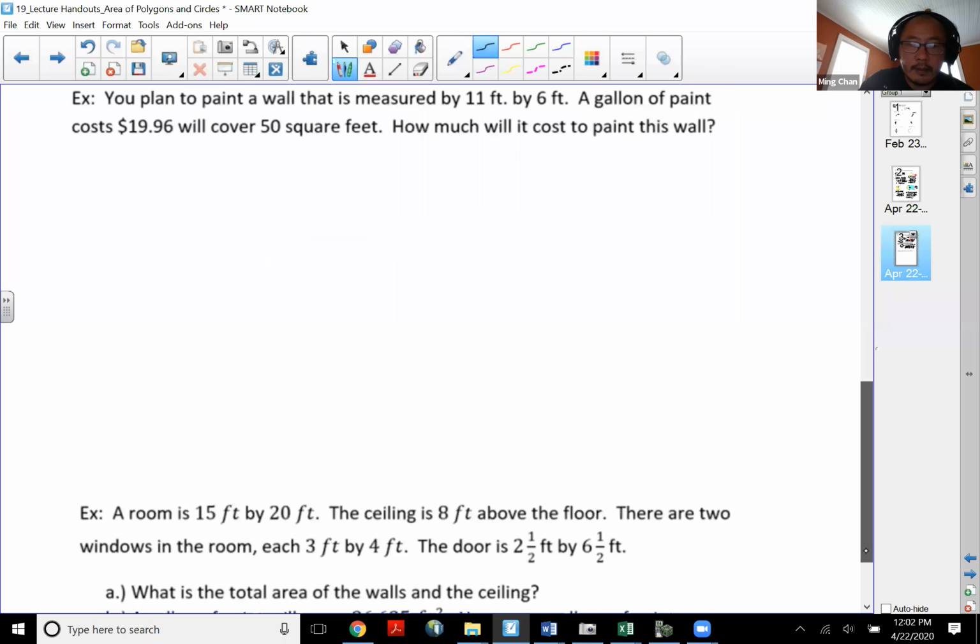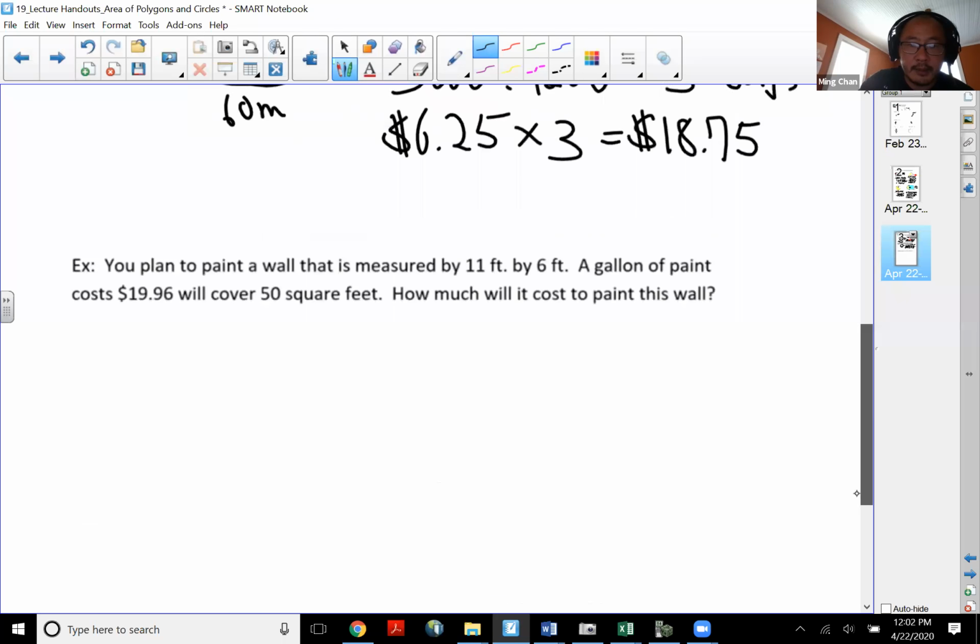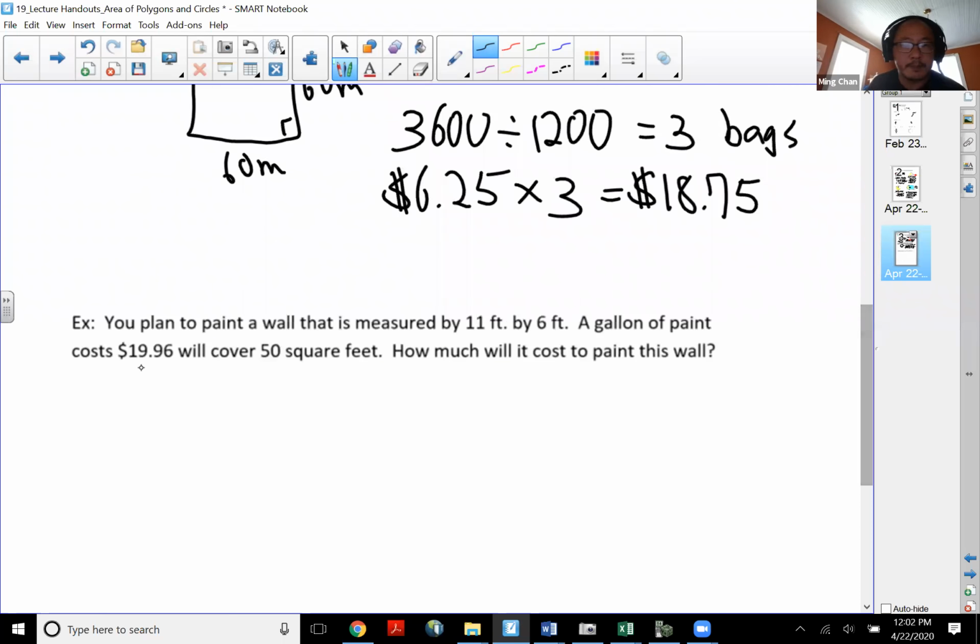All right. The last 2 problems here are kind of related. Let's say you plan on painting a wall that is measured 11 feet by 6 feet. A gallon of paint will be $19.96, and it will do you 50 square foot. How much would it cost to paint this wall?